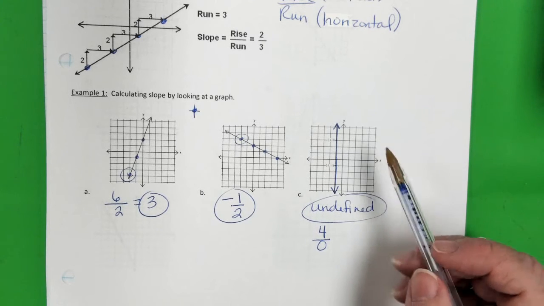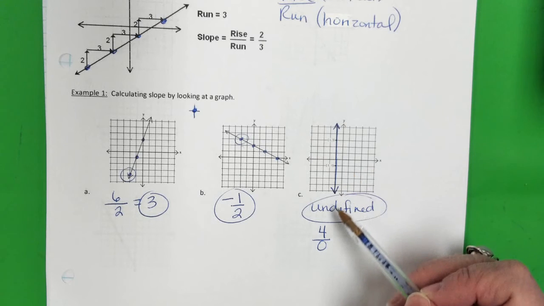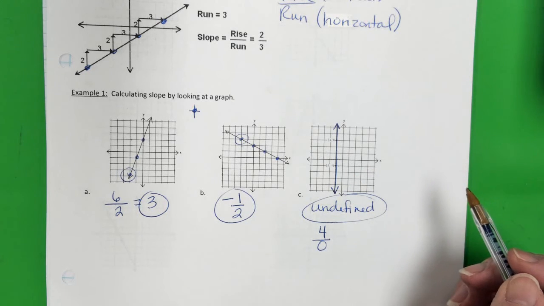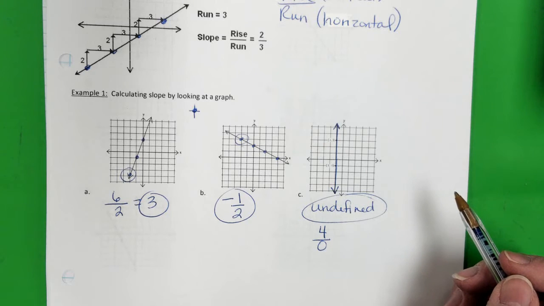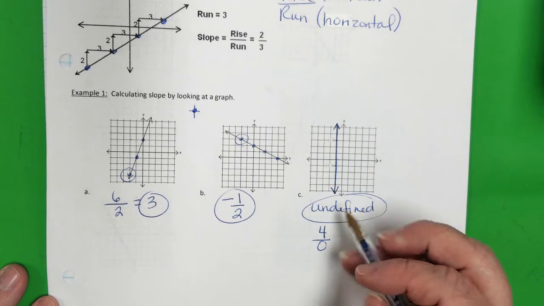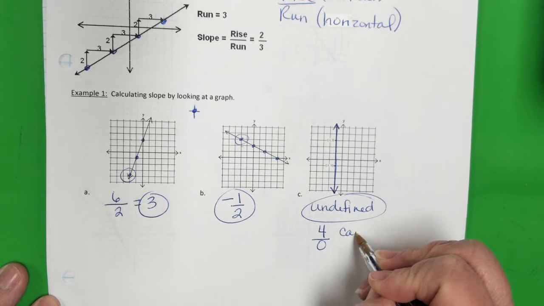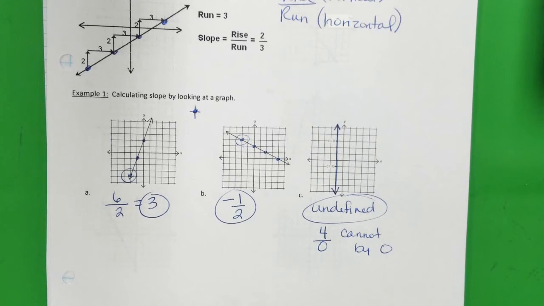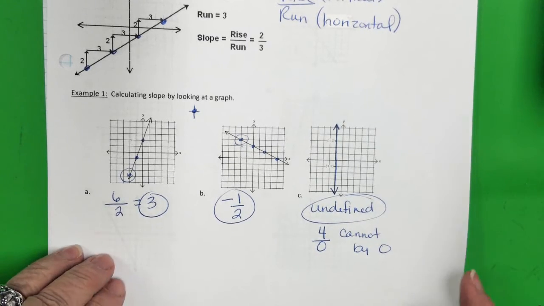Now, for those of you that use your calculators, if you type in 4 divided by 0, your calculator is going to say error, division by 0 error. That's when you know it's undefined, because you cannot divide by 0. Okay, let's try a couple more.